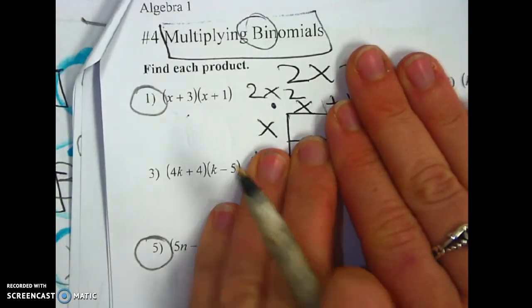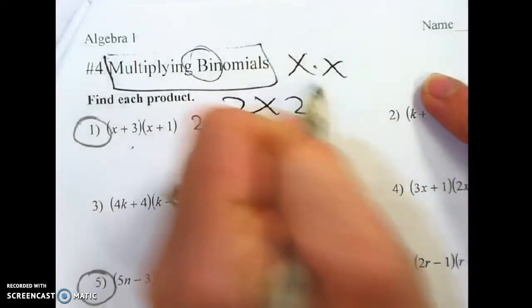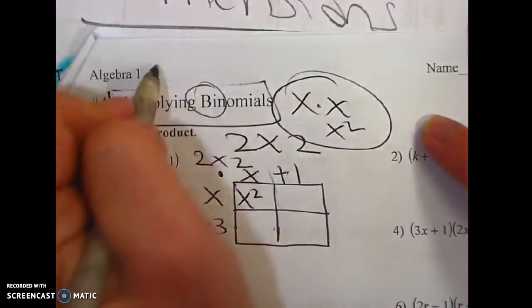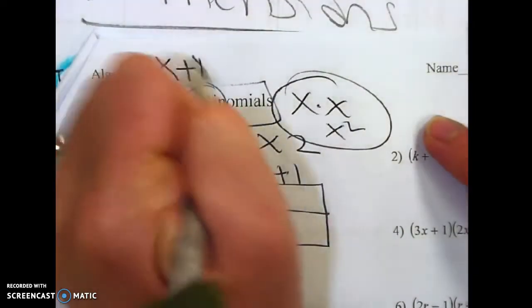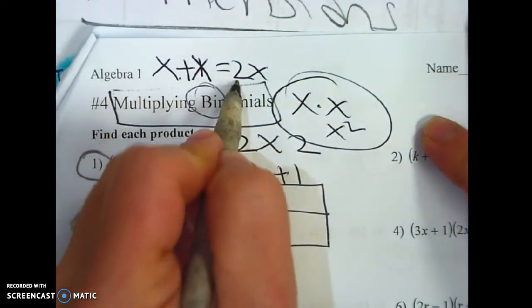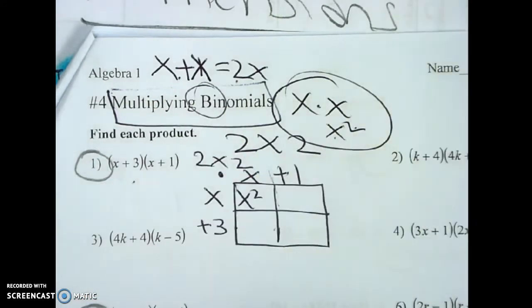When I have x times x, boom, x squared. Let me tell you right now, you're going to get used to that. X times x, x squared. Please get used to that. But what I don't want you to get confused about is that x plus x is equal to 2x. So when you're adding, you put the 2 big, but when you're multiplying, it becomes small.